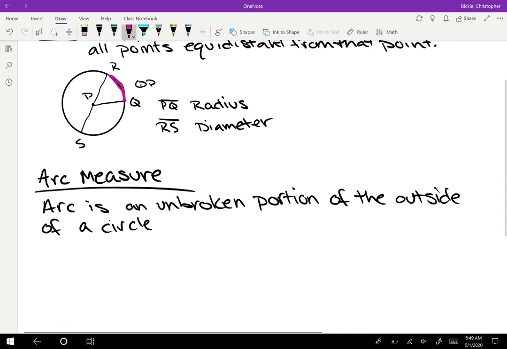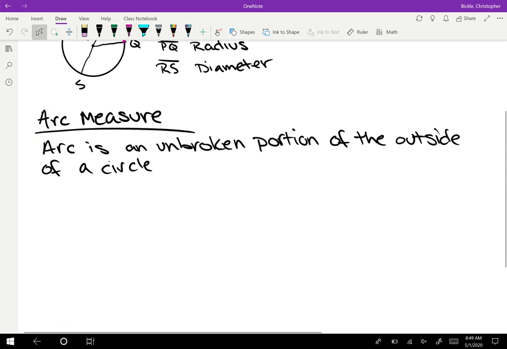We're going to look at the measure of those arcs in degrees, and later we're going to try to find their length in actual units. That's the difference between arc measure and arc length. Arc measure is usually the first thing we look at, and it's pretty easy as long as we have a central angle. To find arc measure, I'm going to draw another circle down here.